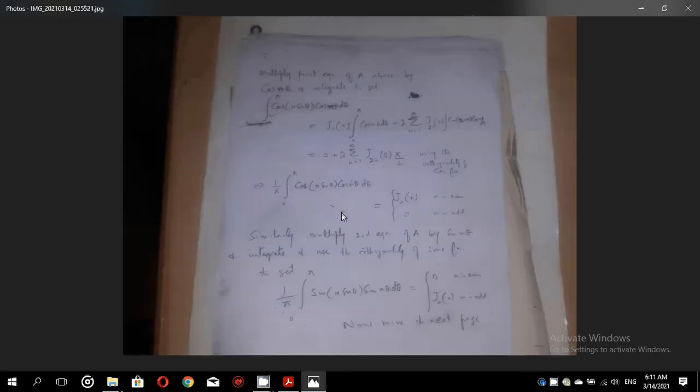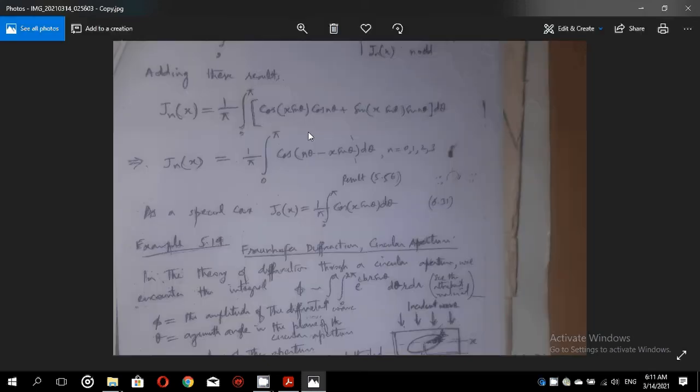Okay, so when we combine these two, we get the integral representation as shown here. Adding these two results, we will get Jnx is equal to 1 over pi integral from 0 to pi, and when we look at this integrand, we see that this is cos of n theta minus x sine theta into d theta. So this is how we establish the integral representation of the Bessel's function.